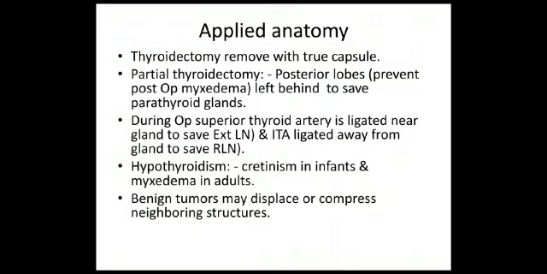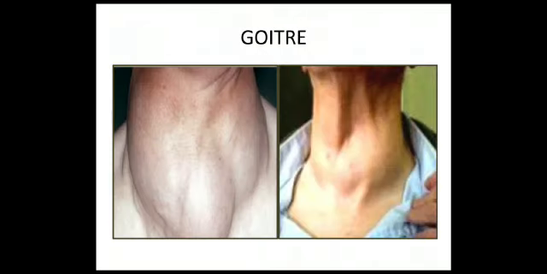Apart from this, we are going to find the benign tumors, which may either displace or compress the neighboring structures. So here you can see the enlargement of the thyroid gland, which is called goiter.